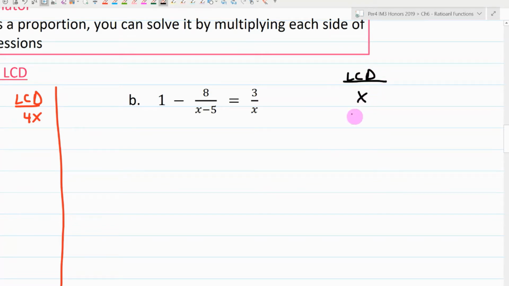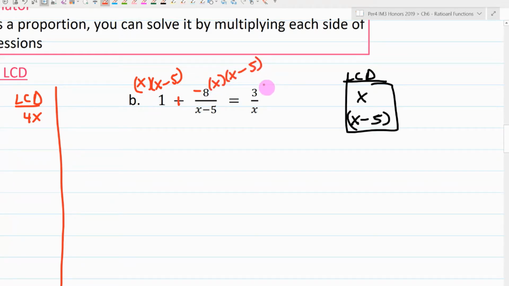The LCD is x and x minus 5. And you have to multiply everything times that. So I'm going to write it above x, x minus 5. I'm going to make this plus a negative 8, x and x minus 5. So if there's 3 terms, you're going to be using this 3 times. If there's 4 terms, 4 times. 5 terms, 5 times, so on and so forth. So finish it up, pause the video, and then come back and check your answers.